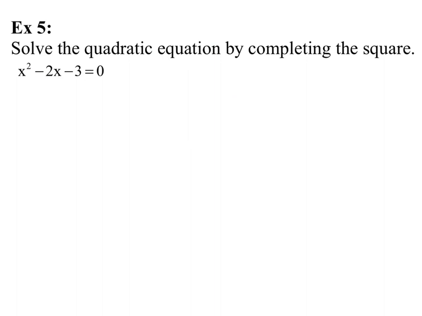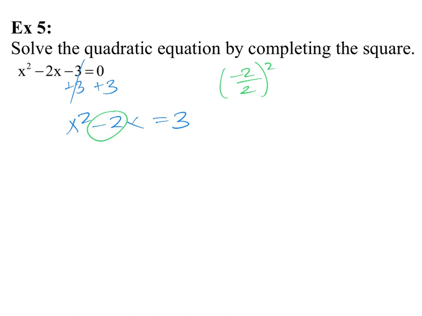All right, solve the quadratic equation by completing the square. Okay, in order to complete the square, the first thing you're going to do is move the constant over to the other side. All right, then you're going to take this value here, which is your b value, and you have to divide it by 2, and then square it. So you get 1 squared, which is just 1. All right, and I'm going to add that value then to both sides of the equation.